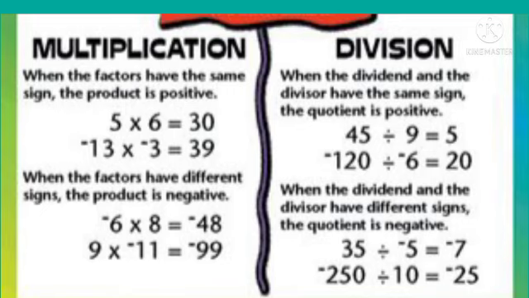And another rule is when the dividend and the divisor have different signs, the quotient is negative. Now we can take one example. 35 divided by minus 5 is equal to minus 7. And also we can take another example. Minus 250 divided by 10 is equal to minus 25. In these two examples, we take different signs and we get a negative quotient.